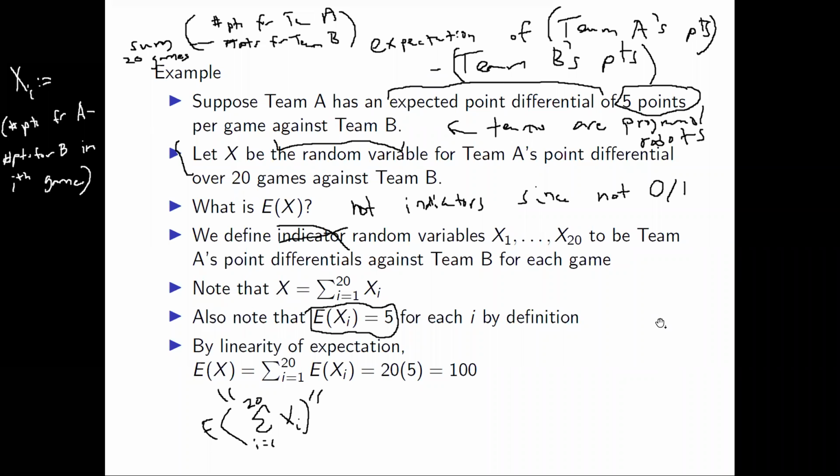So you can use linearity of expectation to also do problems like this. If you know what the expectation is per event and you look at some number of events, you can find the expectation of the total just by multiplying the total number times the expectation per each one. So here the total number was 20. The expectation for each event was 5. So it was just 20 times 5.